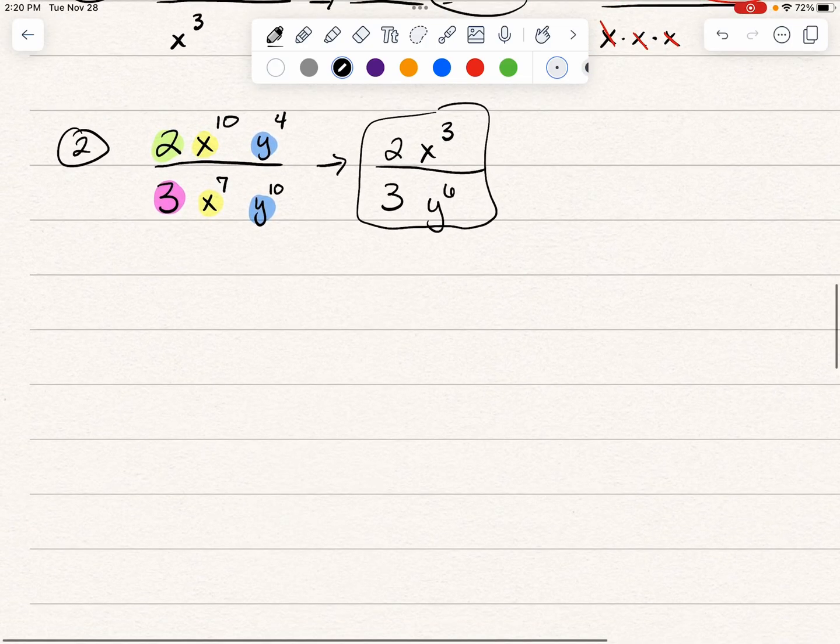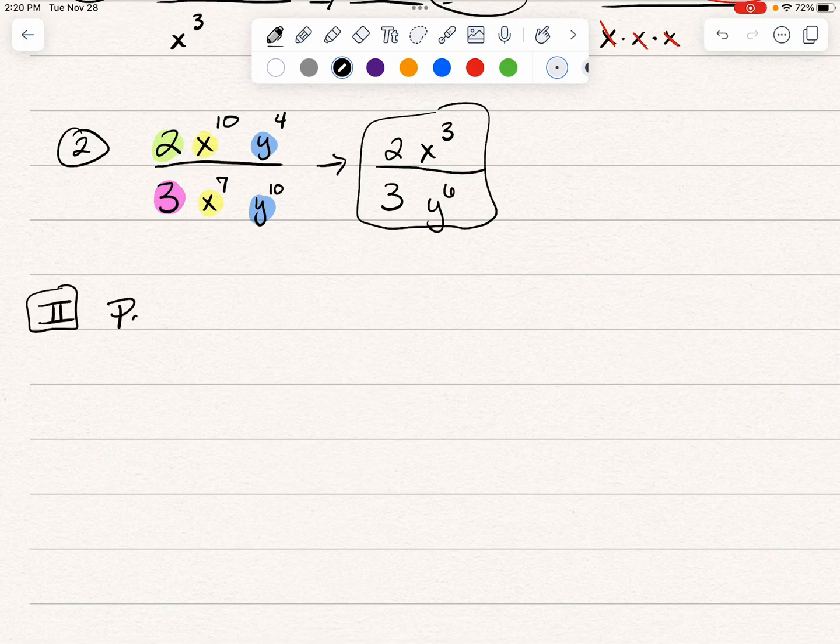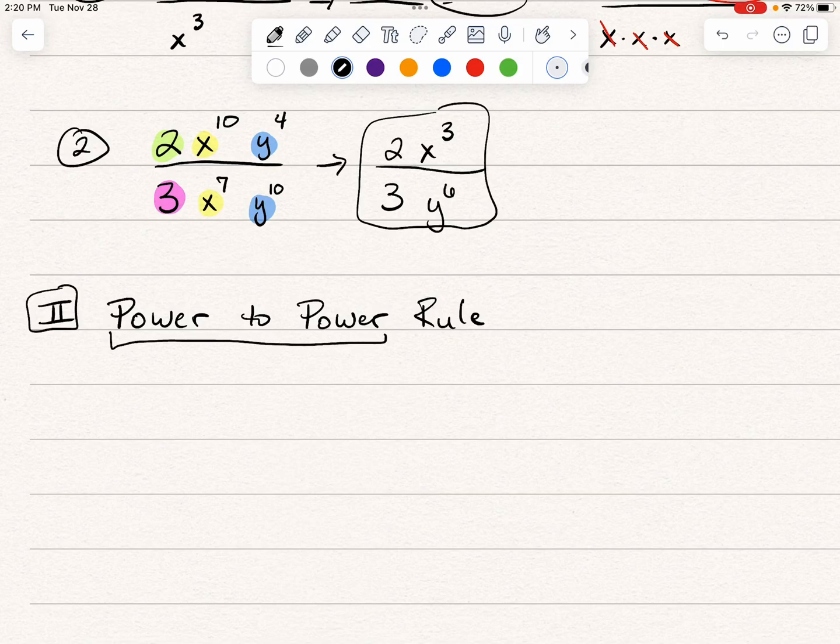Okay, let's look at our second piece for today's notes. Our second piece is what we're going to call the power to a power rule. When raising a power to a power, what you do is multiply your exponents. And we're going to look at a couple of examples for that.